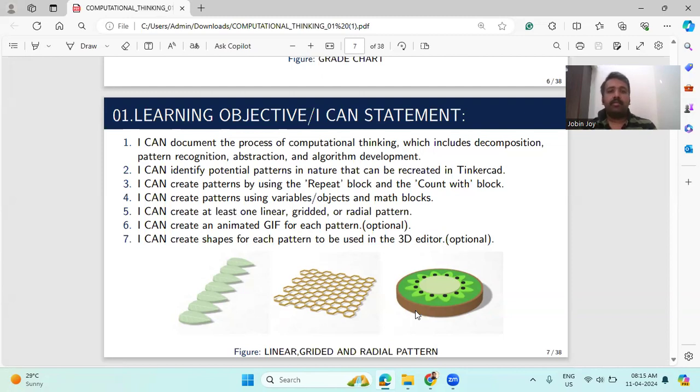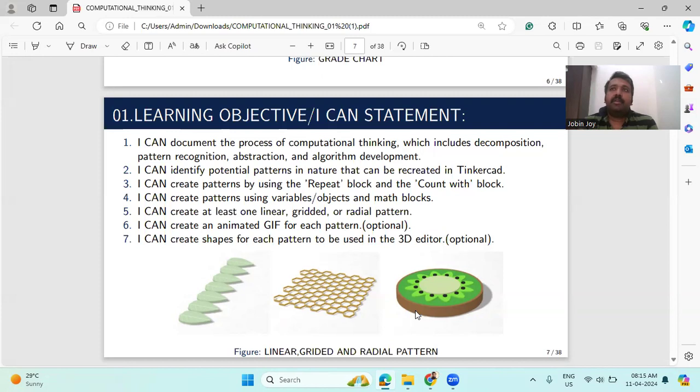Okay, then after that, for the next three activities, it is the duty of the student to identify three different patterns, one from linear, one from gridded, and one from radial, from the nature observation. It is purely related to independent learning. There is no connection, there is no sharing. It is the duty of that particular learner, so that they will understand the concept of independent learning. So what is independent learning?